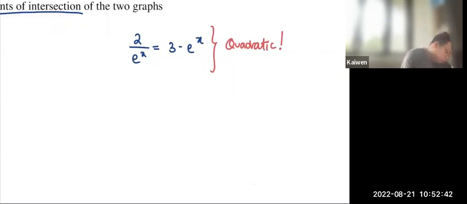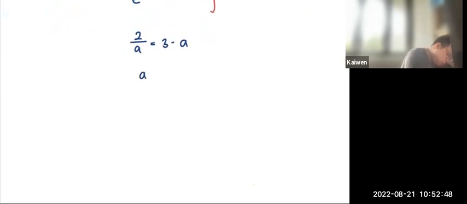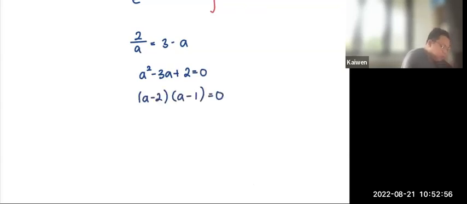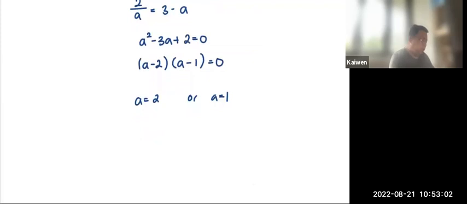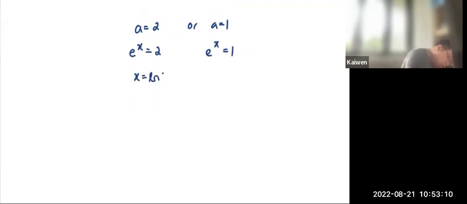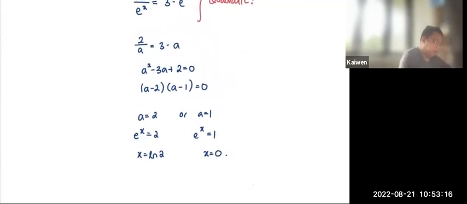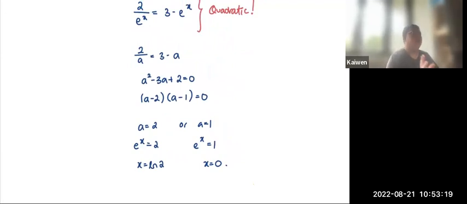This is a logarithm question. So I'm going to change all of them to a. So 2 over a is equal to 3 minus a. a squared minus 3a plus 2 equals 0. a minus 2, a minus 1 equals 0. a equals 2 or equals 1. We're not solving for a, we're solving for x. e to the x is 2. e to the x is 1. x is ln 2. x is 0, sorry. So these are the two different answers that you can use for your solution. And this will tell you automatically that there are 2 points of intersection.